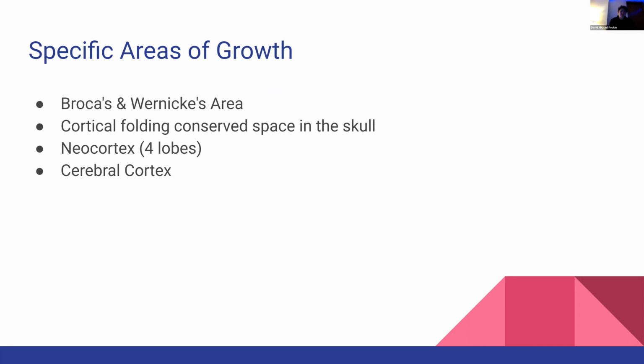The next thing is cortical folding, which seems like a lot of big words, but it's simply the brain folding in upon itself to make more neural connections and to save space, because in the skull we only have limited space. The brain can only grow so much inside of the skull. So by cortical folding, it's able to save space and make more neural connections.